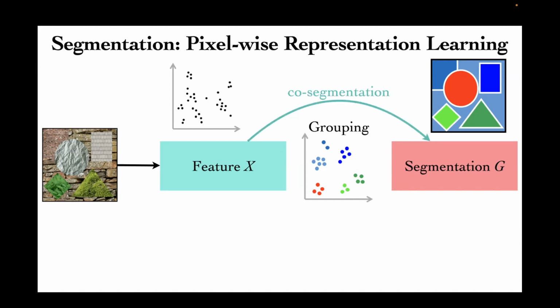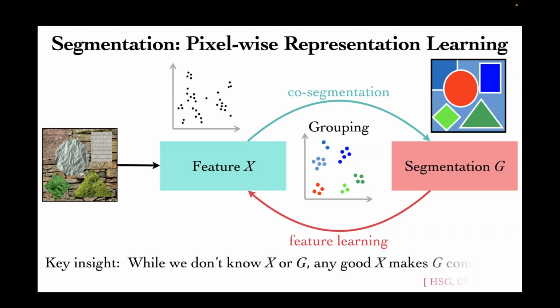And by looking through a lot of images, I'm performing so-called co-segmentation. But if I do know the right segmentation, I would be able to demand the feature learning to conform to that desire that all pixels in the segmentation form a cluster in the feature space. So that is a feature learning part. The trick is we don't know what X is. We don't know what G is. Our key insight is that while we don't know what X or G is, we assume that any good feature should support segmentations that are consistent.